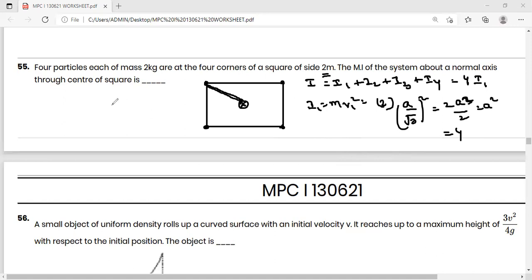But for all the 4 particles, if you want to calculate the total moment of inertia, that is nothing but 4 into this 4, totally 16. The unit for moment of inertia is kg meter square. Finally, for the given question, the answer is 16 kg meter square.